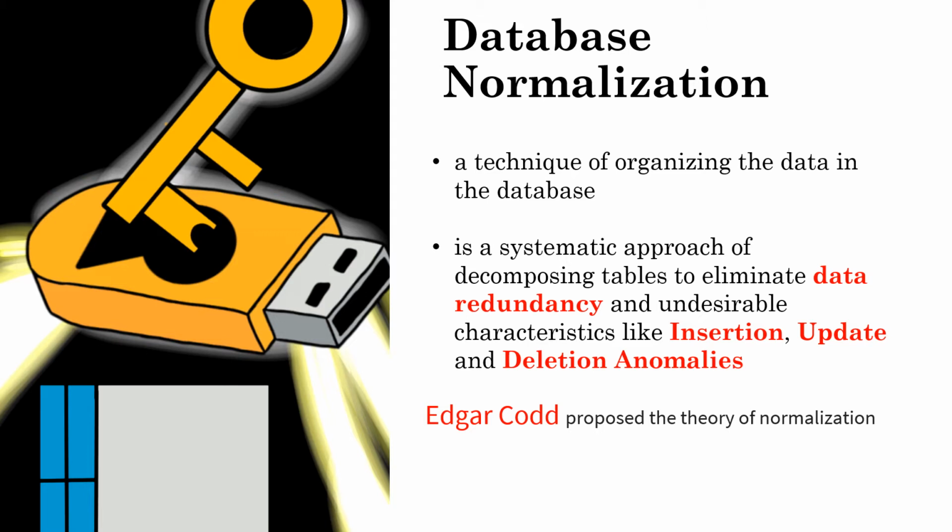The normalization rules divide larger tables into smaller tables and link them using relationships. The purpose of normalization in SQL is to eliminate redundant or repetitive data and ensure that the data is stored in a logical manner. Database normalization was proposed by Edgar Codd.